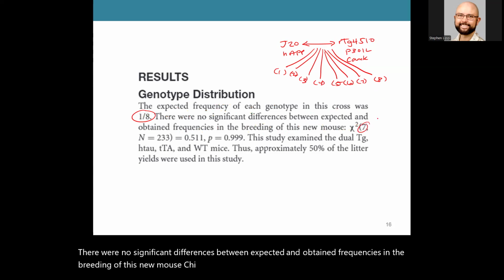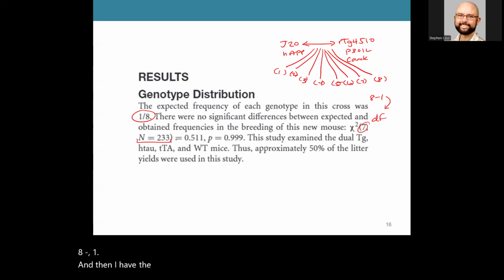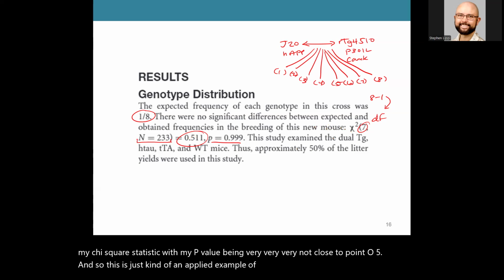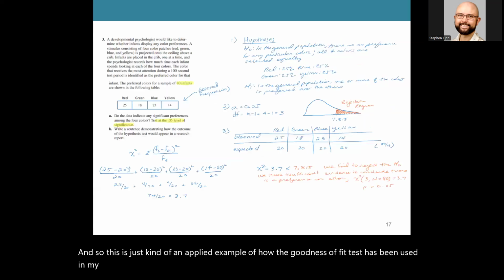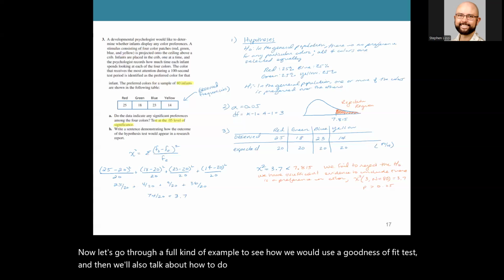Chi-square, this 7 represents our degrees of freedom. That's 8 minus 1. And then I have the total sample size of mice that I used in my experiment. And then I report my chi-square statistic with my p-value being very, very not close to 0.05. So this is just an applied example of how the goodness of fit test has been used in my own research. Now let's go through a full example to see how we would use a goodness of fit test. And then we'll also talk about how to do this in Jamovi.